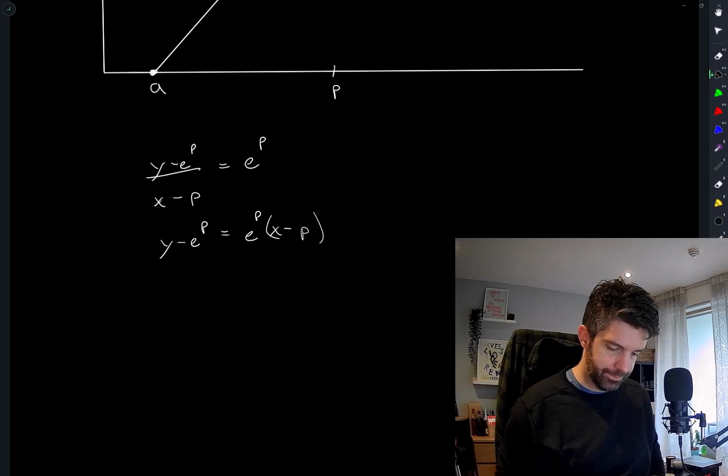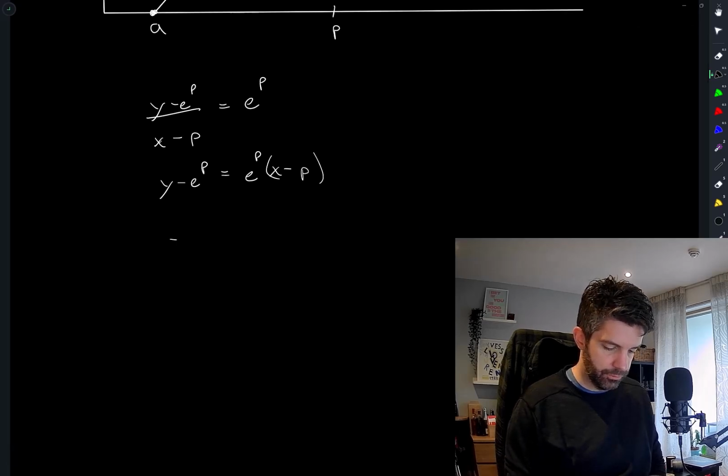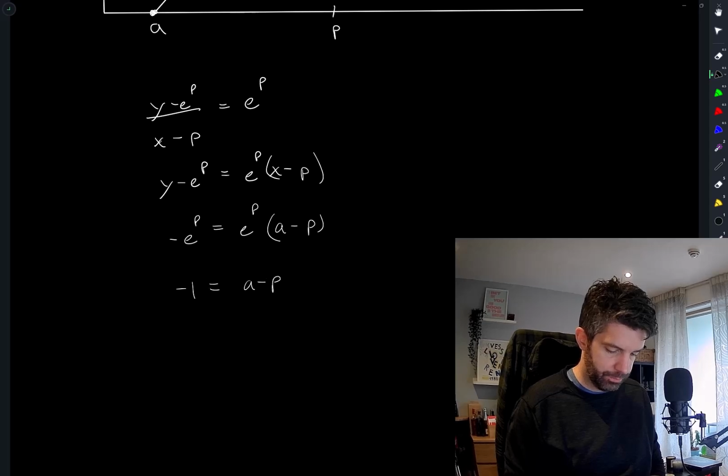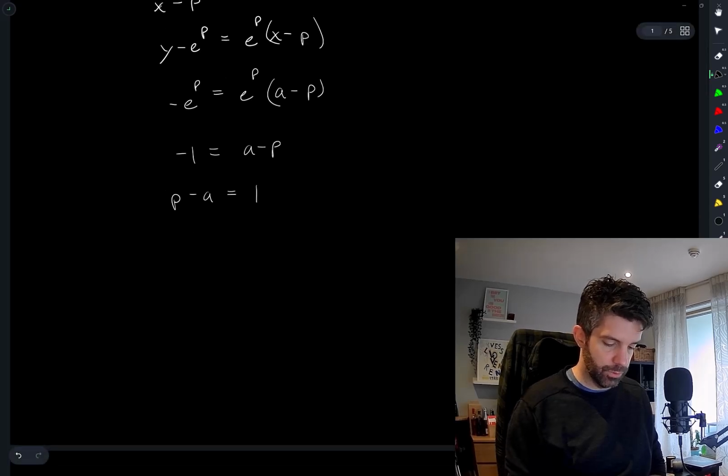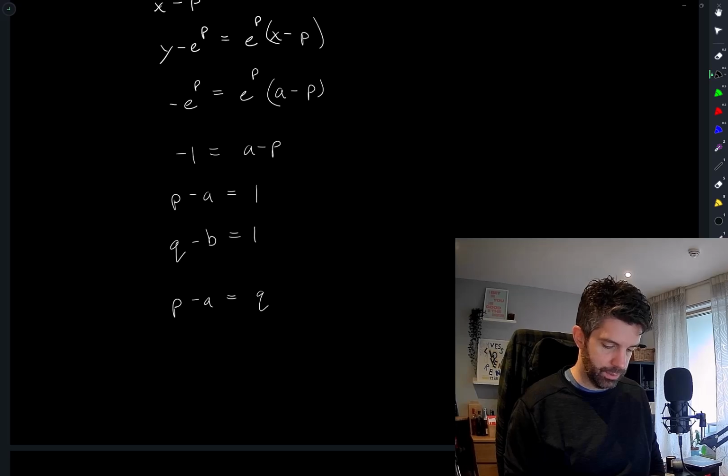x minus p. So now, subbing in 0 for y, e to the p is equal to e to the p times (a minus p). So I have negative 1 is equal to a minus p. So p minus a is equal to 1. And this, of course, means that q minus b is equal to 1. So p minus a is equal to q minus b. And that's option C.